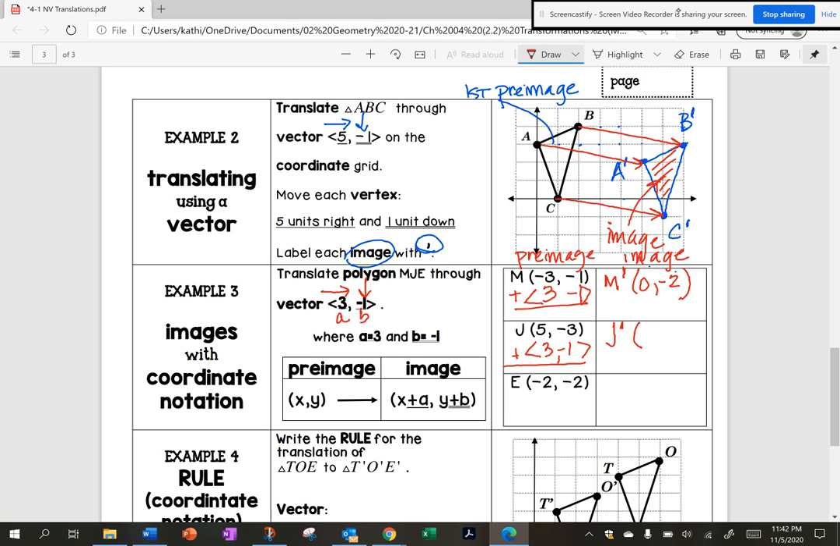And the coordinates are 5 plus 3 is 8, and -3 plus -1 is -4. So E, my last point, I'm going to add my vector, 3, -1. So my pre-image is called E, and my image is called E prime. So -2 plus 3 is 1, and -2 plus -1 is -3.